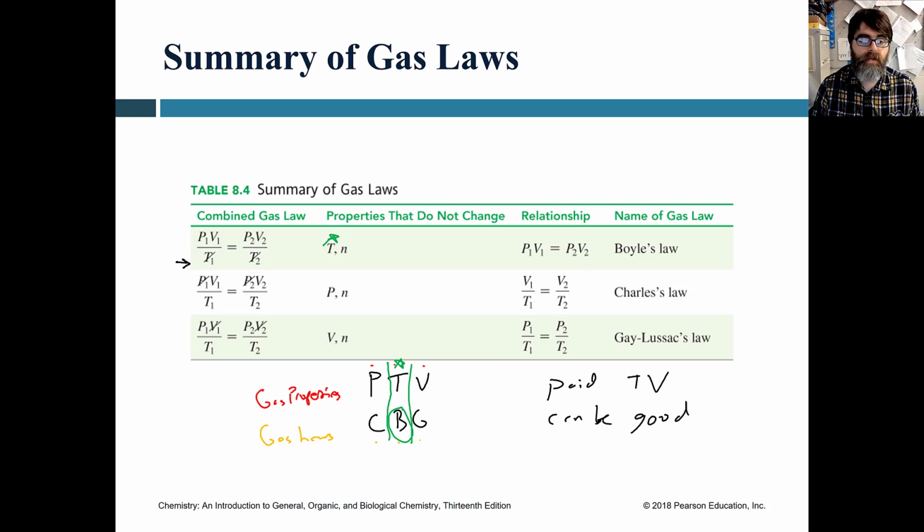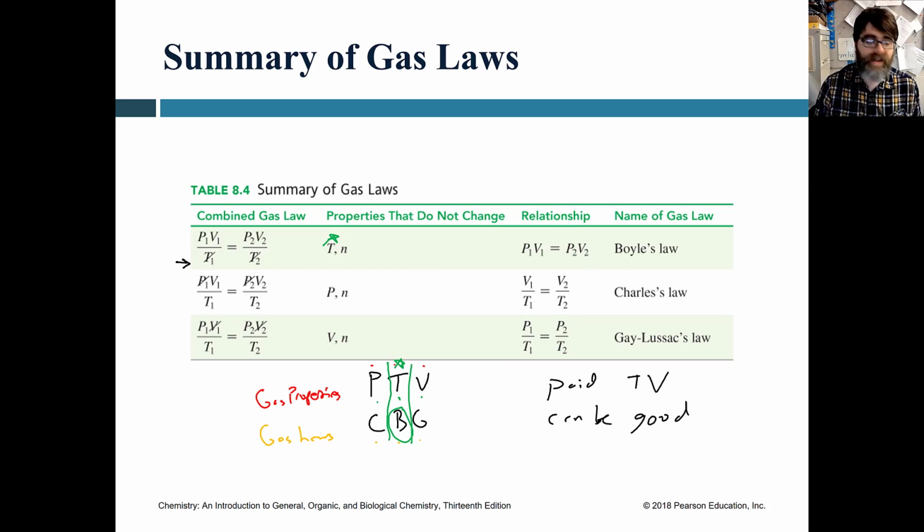For Charles's law, it's pressure that's held constant. And that means that Charles's law is relating the other two. It's relating temperature and volume. For Gay-Lussac's law, the volume is held constant, and we're manipulating its relationship between the pressure and temperature. And so this is how I keep track of which gas law is which.